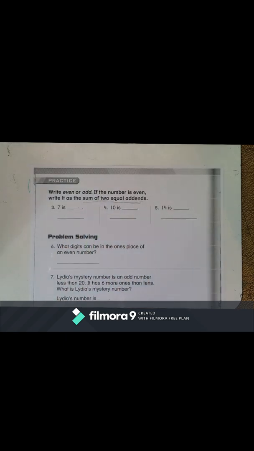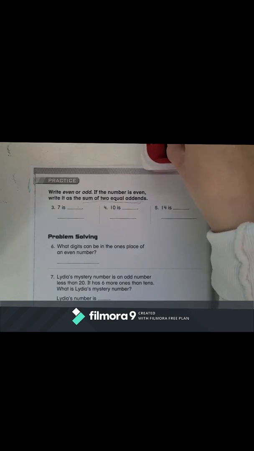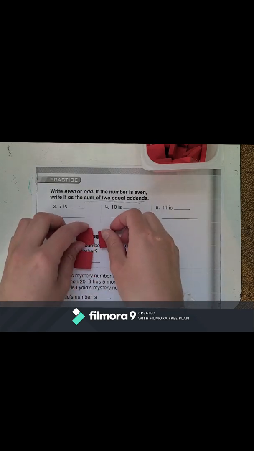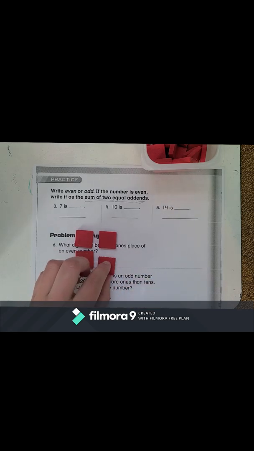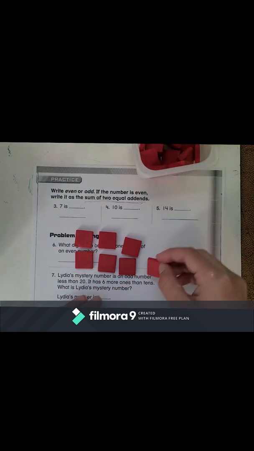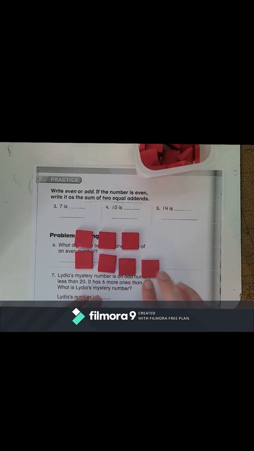But you could also find some objects somewhere around your house. I don't know if you have little pencil top erasers or paper clips or Cheerios. Use those. So I'm going to go ahead and build 7. 2, 4, 6, 7. Okay, so remember 2, 4, 6, 7.